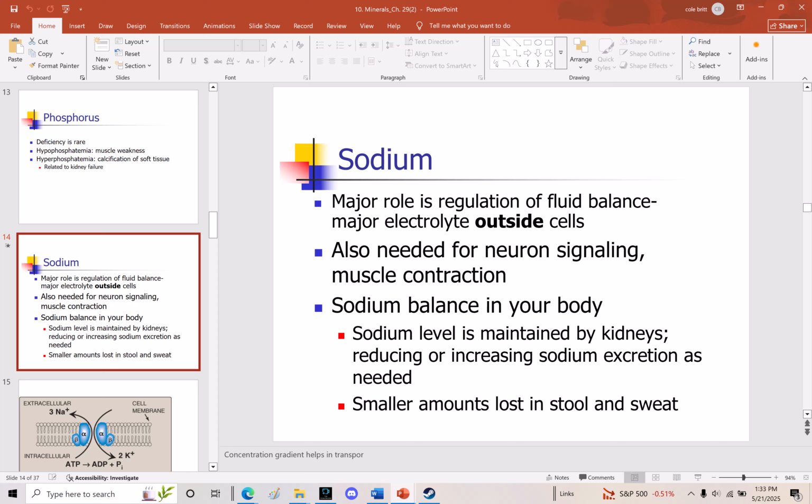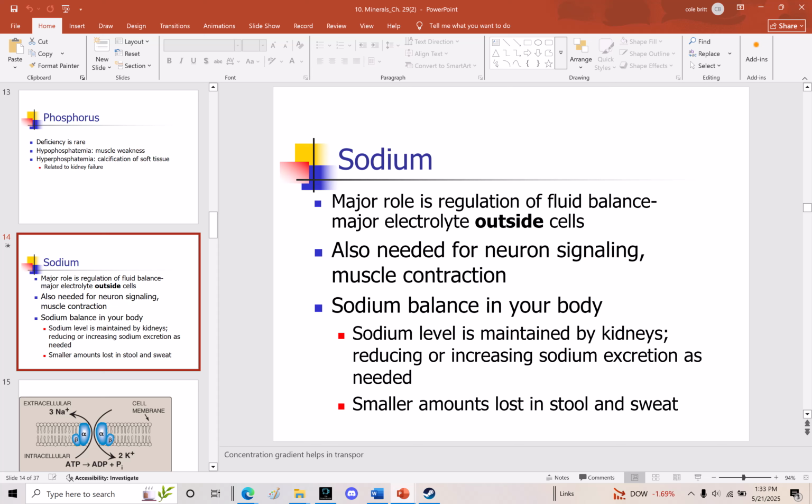And you're going to have more potassium inside of cells than outside. So you're going to have to keep that straight: potassium inside of cells, sodium outside of cells. That gradient is extremely important. It's extremely important for your neurons, also your muscles, but especially your neurons. So again, needed for neuron signaling and muscle contraction. That sodium gradient. In other words, we need it to maintain membrane potential.